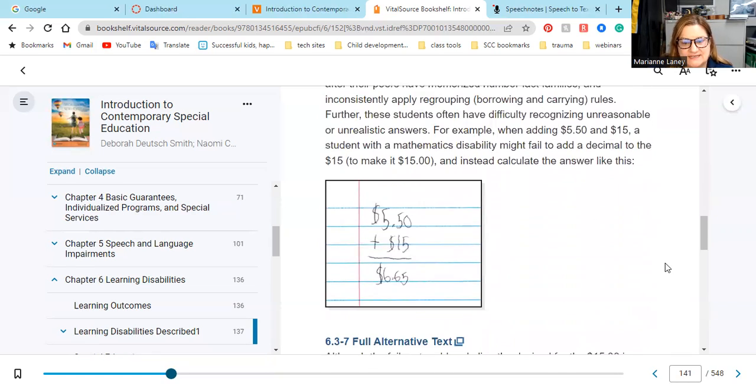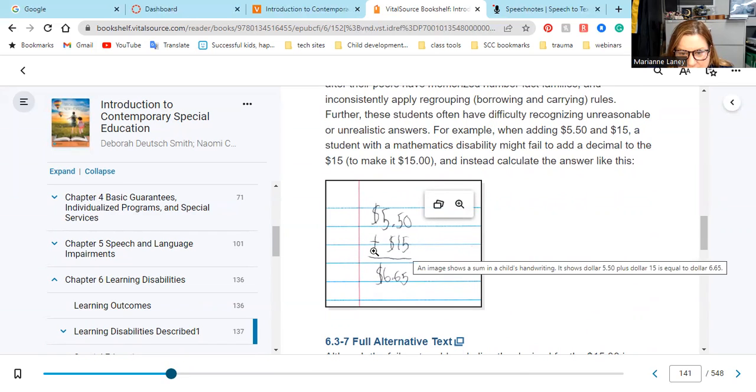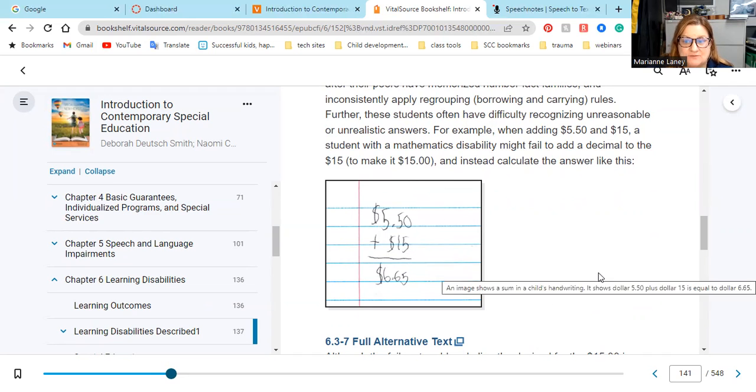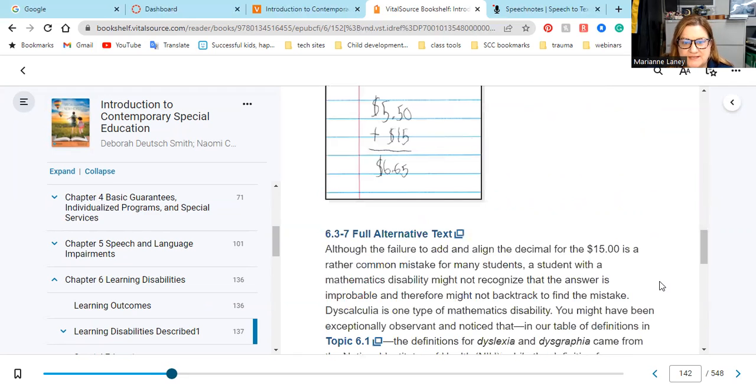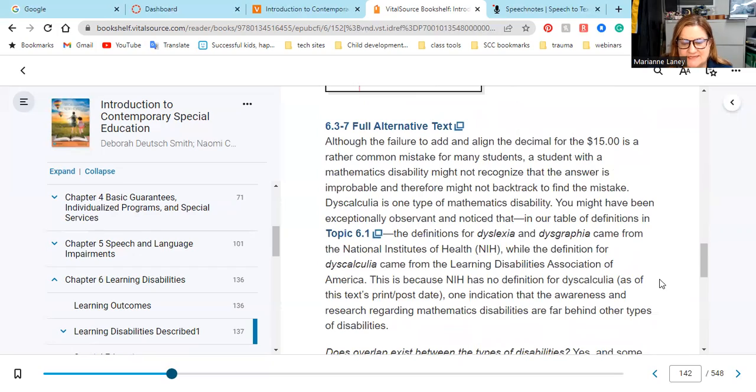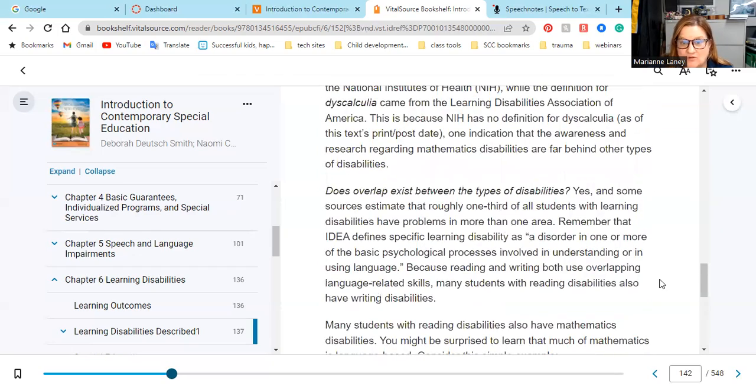Mathematics disabilities, just things like this. See how this was $15? The 1 and the 5 should have been over here. So just missing the decimal point changes that answer big time, right? So little things like that. It could be ADHD. It could be ADHD with dyscalculia, right? So again, is there overlapping? Yep. You can get kids who are not good at writing and not good at math.